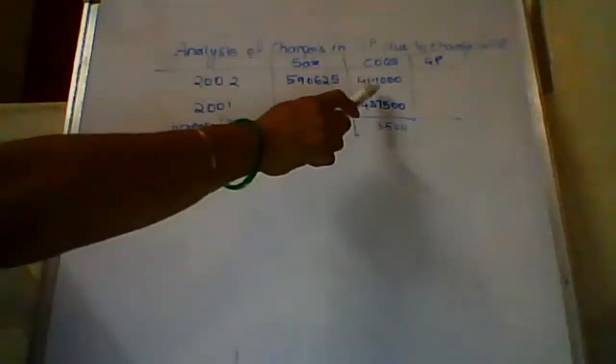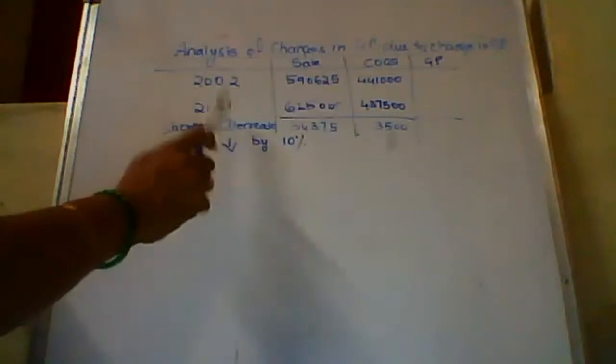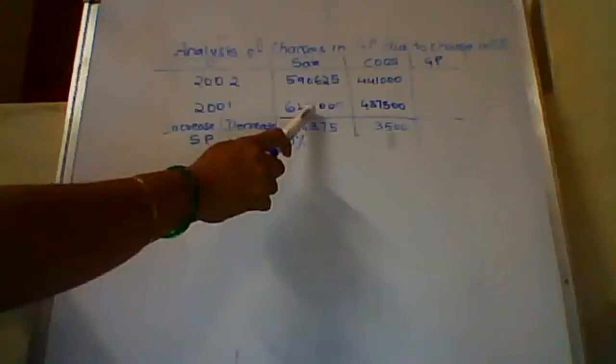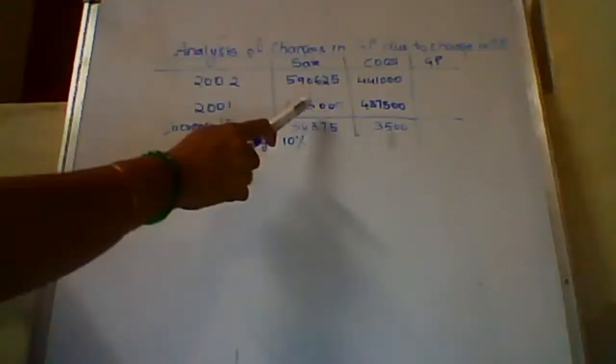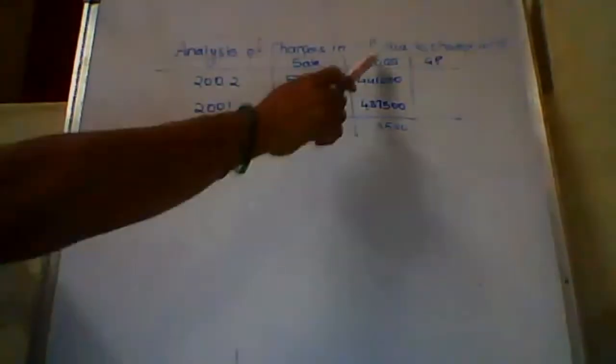So what is the problem given here? This is the fourth illustration problem in your books. In 2002, you have 5,90,625 as sales. Cost of goods sold is 4,41,000. And in 2001, 6,25,000 was the sales. So from 6,25,000, it has reduced to 5,90,625. How much is the total decrease in the sales? 34,375.